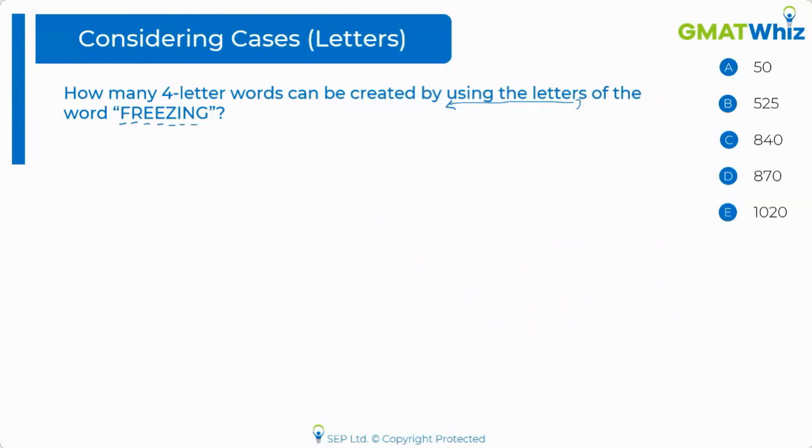What approach did you follow? Did anyone try and solve the question something like this? So you said, okay, 1, 2, 3, 4, 5, 6, 7, 8. So 8, 7, 6, 5, and there are two E's, divide by 2 factorial. Did anyone do something like this to get the answer?